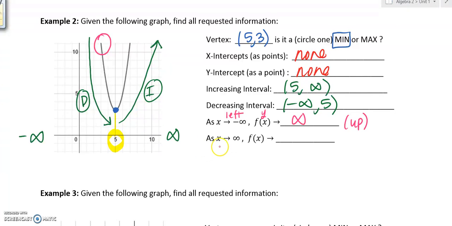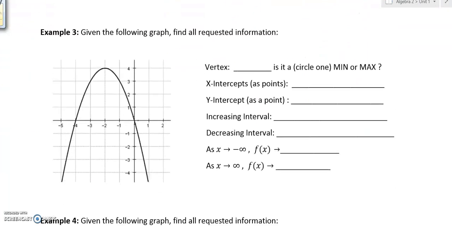Now the other one, as x approaches positive infinity, that's from the right side. So as we're looking to the right, where is y going? That's my other side of my graph. Again, you probably were thinking, oh, it's going up. But we don't write up, we write positive infinity. Let's see if I can get in these other examples.